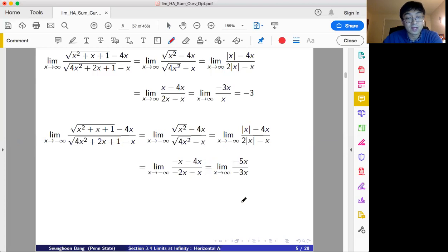So we have it like this. x is crossed out. Final answer is negative 5 minus 3. The minus 1 is gone. 5/3.